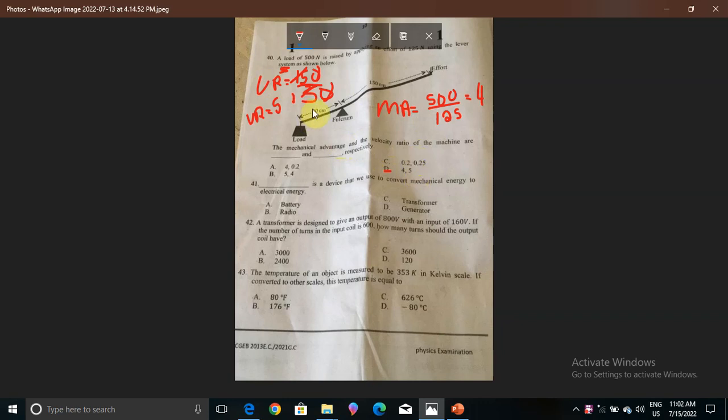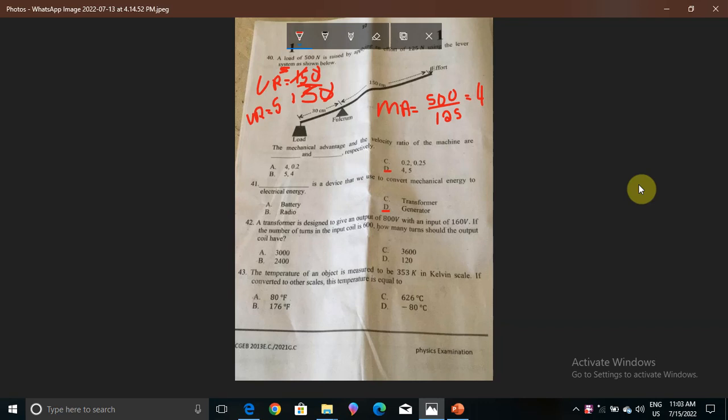Okay, now in question number 41 it says dash is a device that we use to convert mechanical energy to electrical energy, which is generator. Okay, now here we have 42. A transformer is designed to give an output of 800 volts with an input of 160 volts. If the number of turns in the input coil is 600, how many turns should the output coil have?